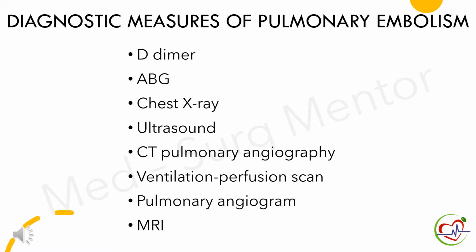Commonly used diagnostic measures to rule out pulmonary embolism are D-dimer, arterial blood gas analysis, chest X-ray, ultrasound, CT pulmonary angiography, ventilation perfusion scan, pulmonary angiogram, and MRI.